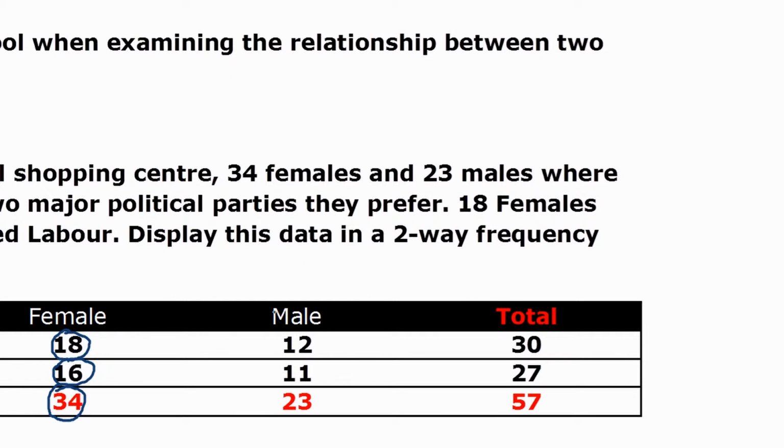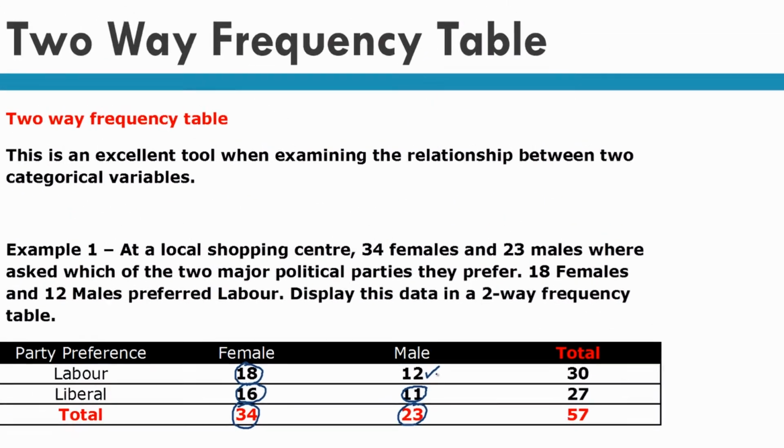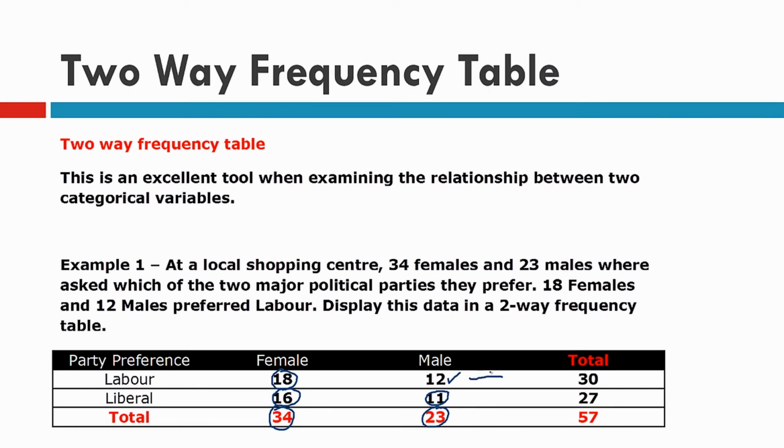The same for the males. There were 23 males. Out of those 23, they tell us that 12 preferred Labor, which means that 11 of them prefer Liberal. And we can put our totals on the side. So Labor, there are 30, Liberal there's 27, and a total overall of 57.